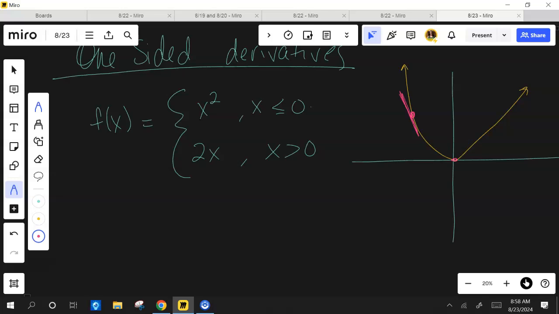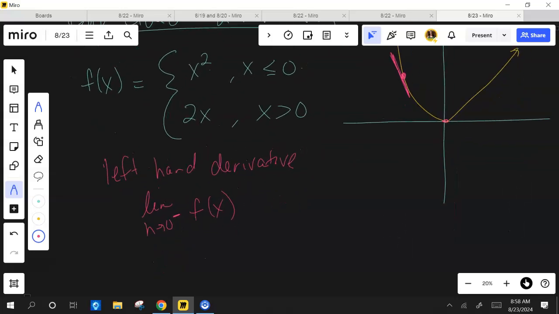And here's how we're going to do this. We're going to approach from the left. This is only with piecewise, by the way. Left-hand derivative: the limit as h approaches 0 from the left of f of x. You do. That's why I said we're still going to be doing the same thing. So from the left, I'm using this equation: the limit as h goes to 0 of f of 0 plus h minus f of 0 over h, remembering I'm doing it at this point.